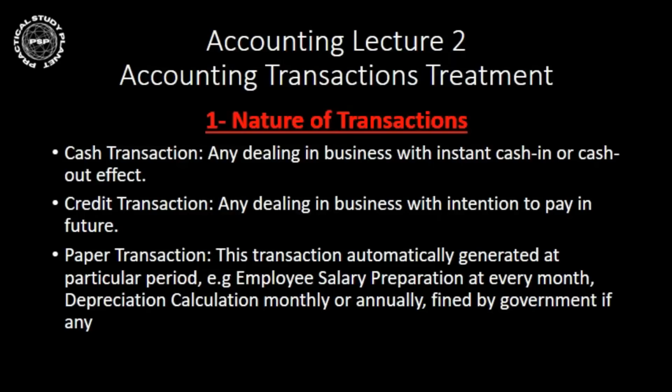The paper transactions: this kind of transaction, such as depreciation, is automatically generated every month, so nobody tells about it. It needs to have the entries passed at the particular time period. In the same way, depreciation is calculated monthly or annually, as fixed by the government, so it is automatically generated, but we need to pass the entries for it.